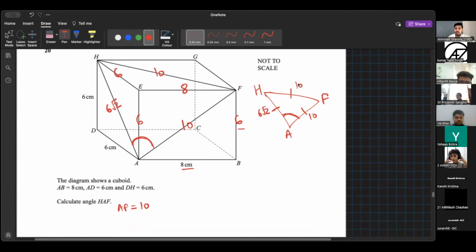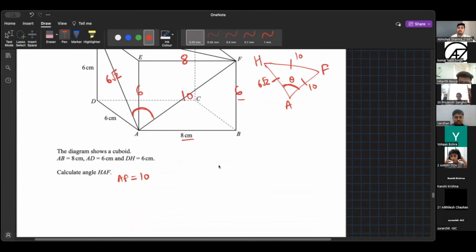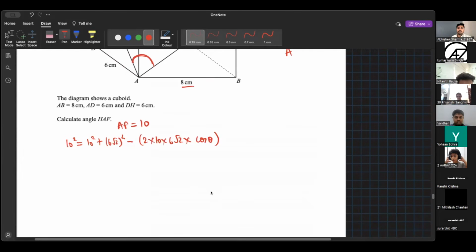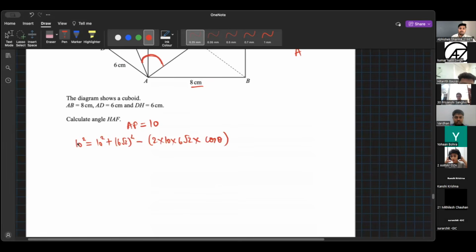We have to figure out this angle theta. We can apply the cosine rule. So we can write 10 square equals 10 square plus (6 root 2) square minus 2 into 10 into 6 root 2 into cos theta, right? Ideally, this 10 square and 10 square will cancel out. Transpose this to the other side. So you'll get minus (6 root 2) the whole square divided by minus 2 into 10 into 6 root 2, which equals cos theta.